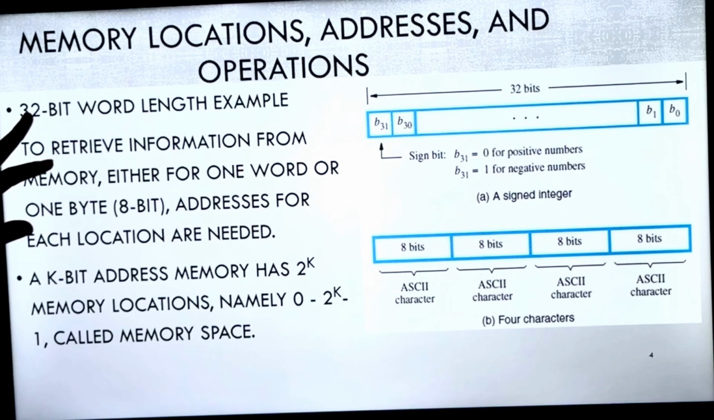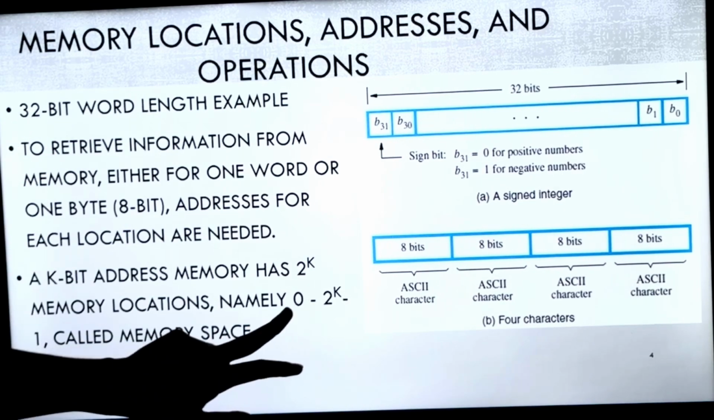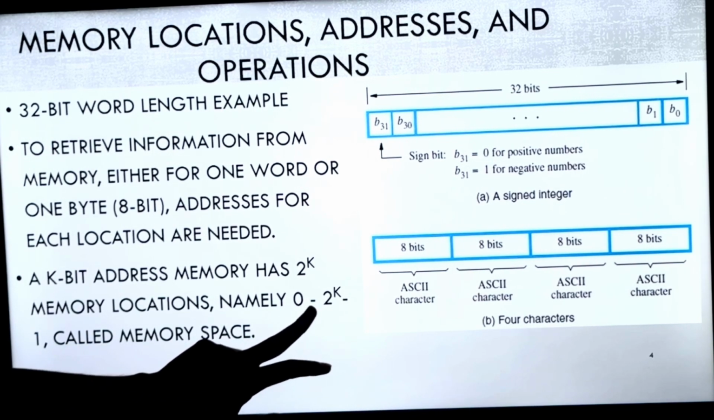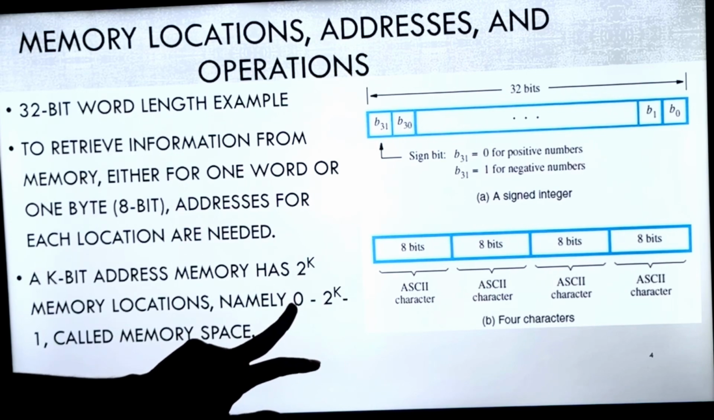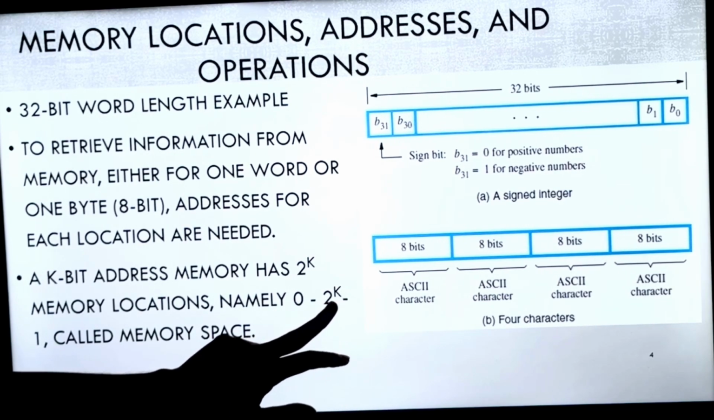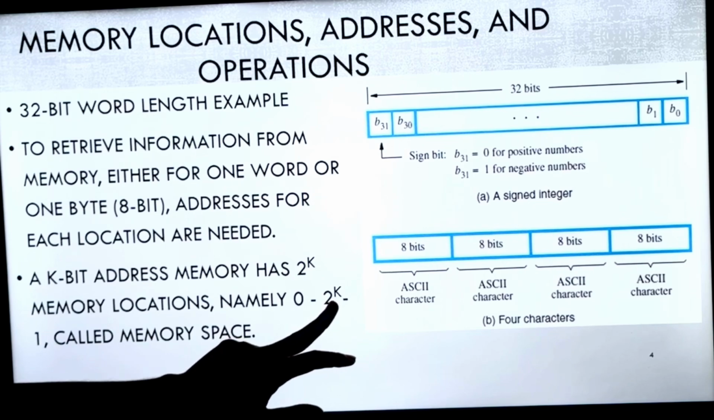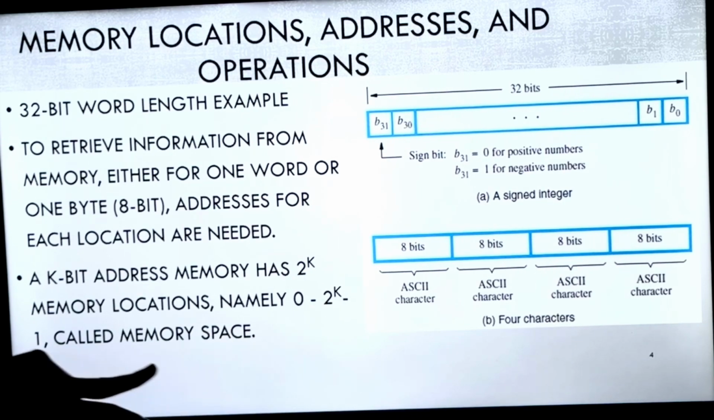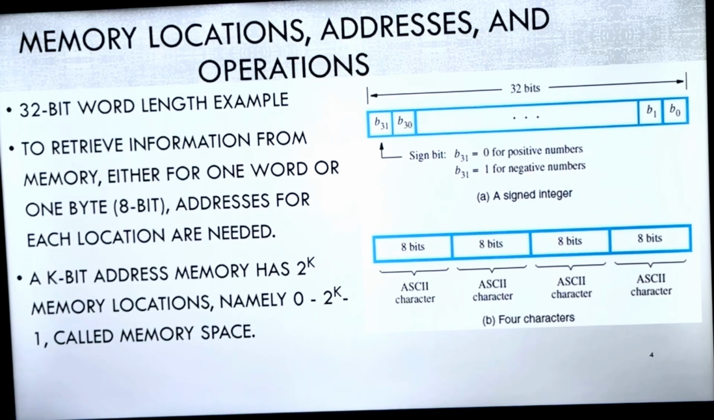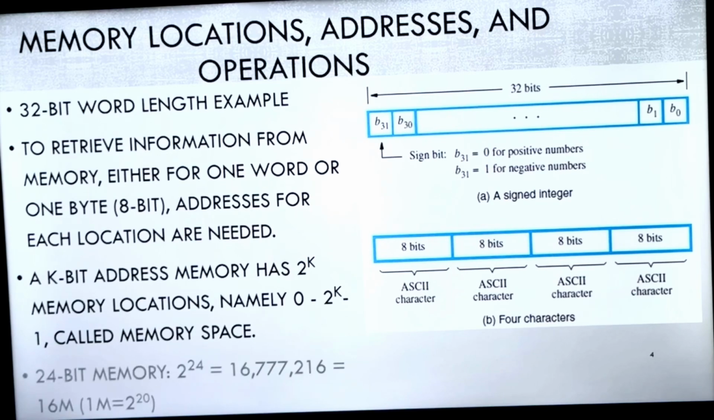Now the starting address is always 0, so what will the last address be? If it is 16 bits, then the starting address will be 0 and the last address will be 2 to the power 16 minus 1, right? We know that, so like this we can get anything from our main memory. I hope this is clear for you.